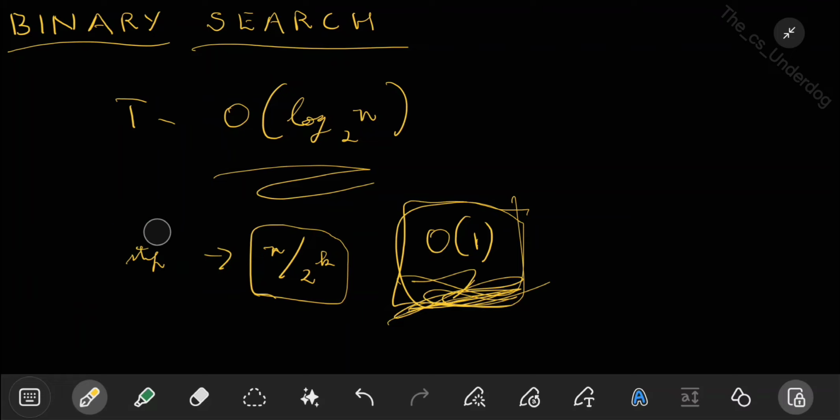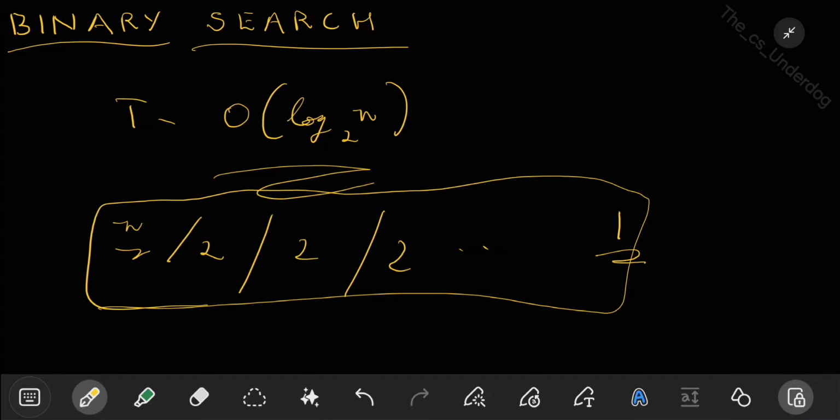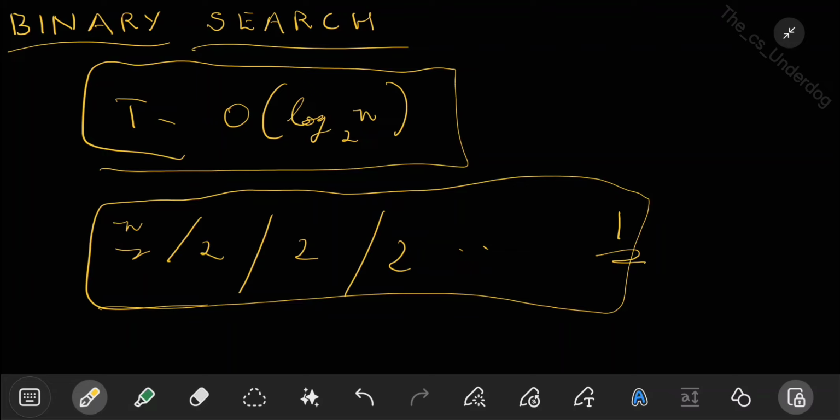So going forward, keep this in mind: whenever you see that in an algorithm the value is n and it gets divided by 2, again divided by 2, and you keep on doing that till it reaches 1, then the number of steps it takes will be log n. Then the total time complexity will depend on the time taken for each step as well. Here the time for each step is order of 1. So the total time is only order of log n. So this is how the time complexity of binary search is order of log n.